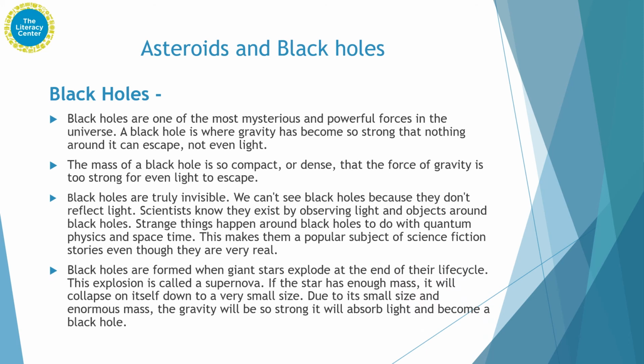Black holes are formed when giant stars explode at the end of their life cycle. The explosion is called a supernova. If the star has enough mass, it will collapse on itself down to a very small size. And due to its small size and enormous mass, the gravity will be so strong it will absorb light and become a black hole.